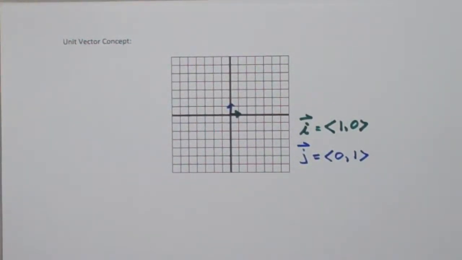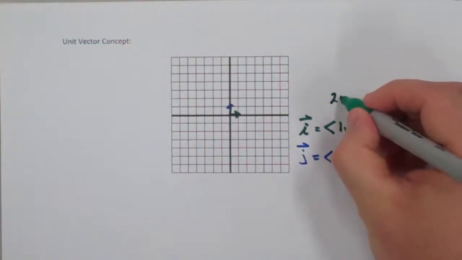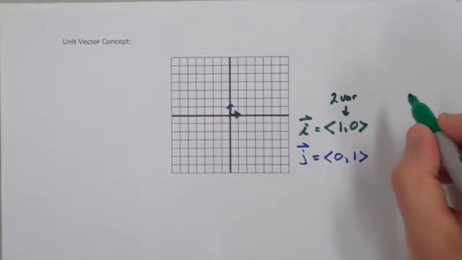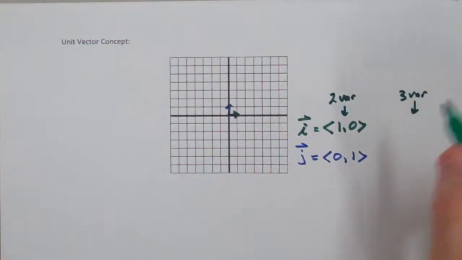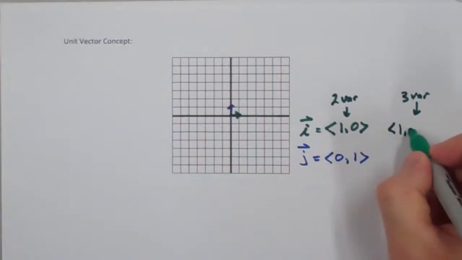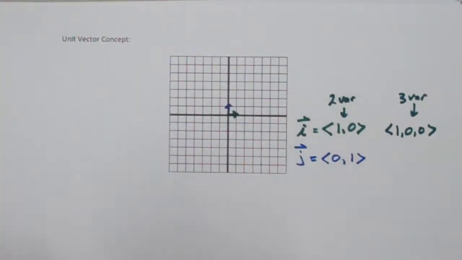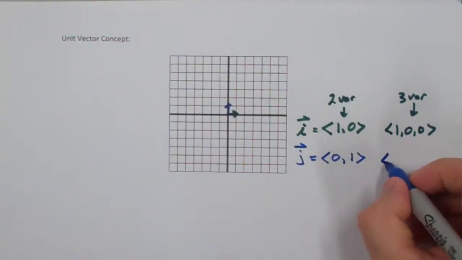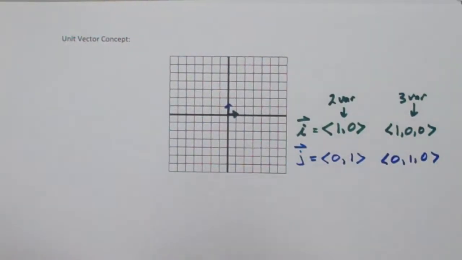In 3 variable, so this is going to be 2 variable. And 3 variable, this one would be just 1, 0, 0. So the z would be 0. And the same thing here. This would be 0, 1, 0.